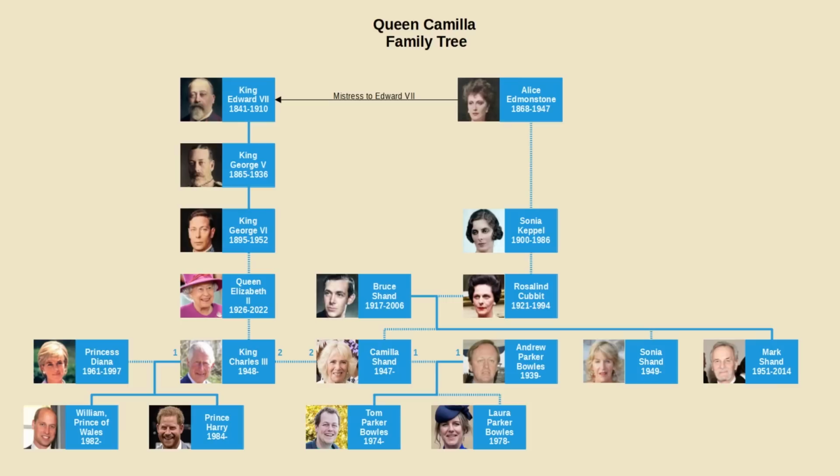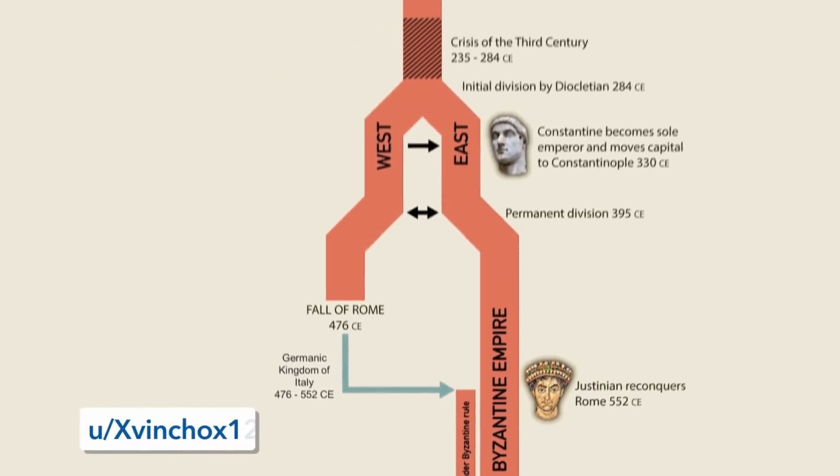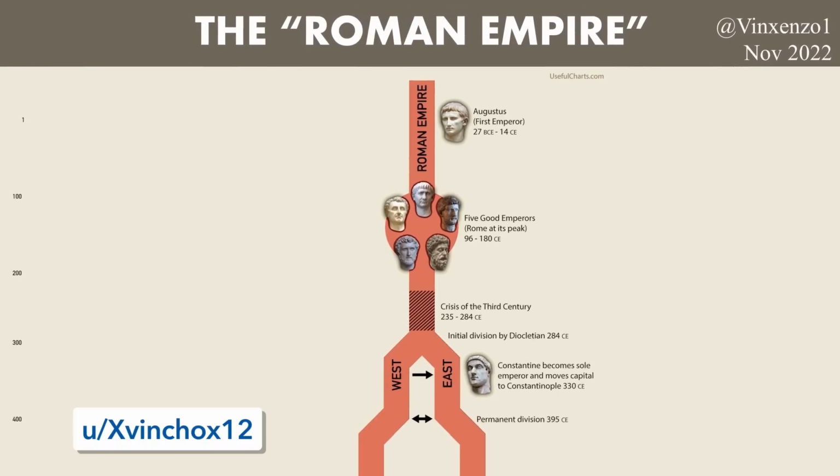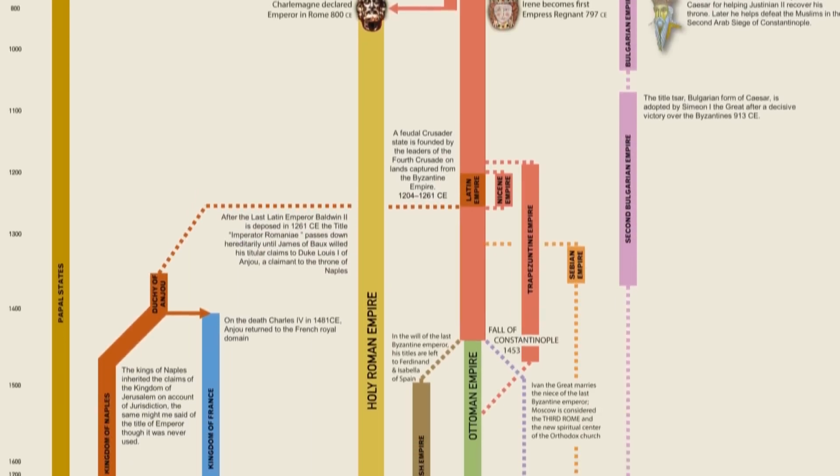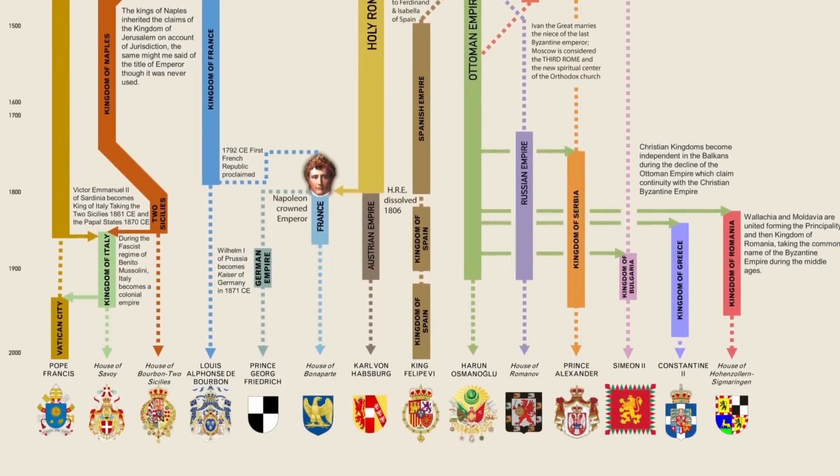Okay, so those were the charts I wanted to show you related to the passing of Queen Elizabeth. Let's now move on to some of my own personal favorites. I want to start with one that's an extension of one of my own charts. I made something like this several years ago for my Who Has the Best Claim to the Title of Roman Emperor video. My version had only 5 possibilities at the bottom, whereas this one has 14.